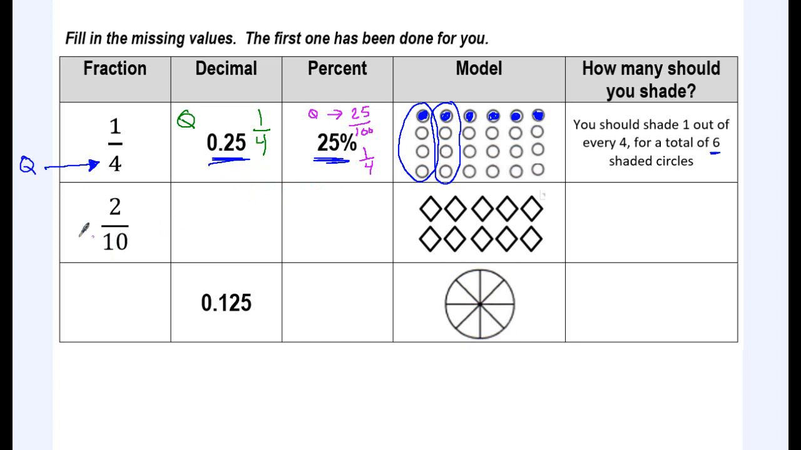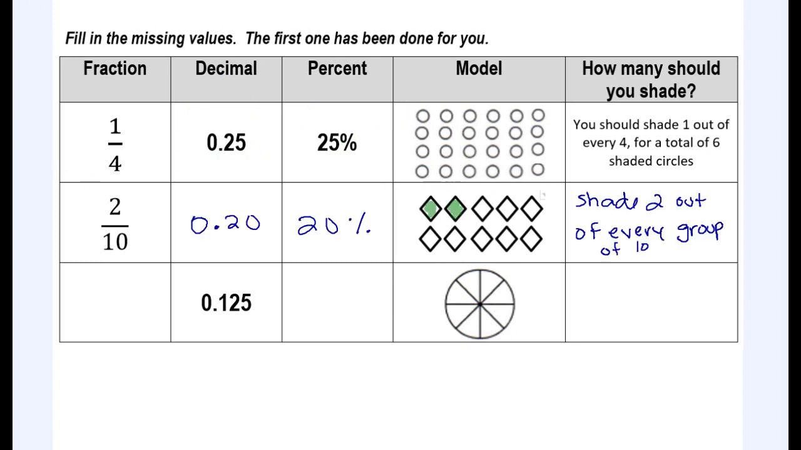So what I'd like for you to do is complete the second row, the 2/10. I want you to write the equivalent decimal and percent and then shade the model to represent 2/10. Okay, pause the video, do this. Once you're done, I want you to come back and check your work. Okay, let's see how you did.